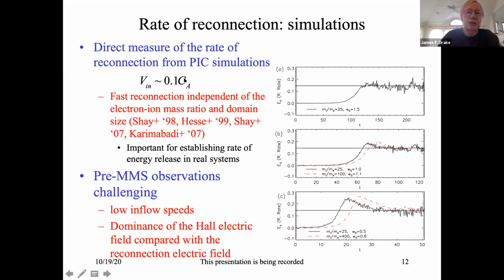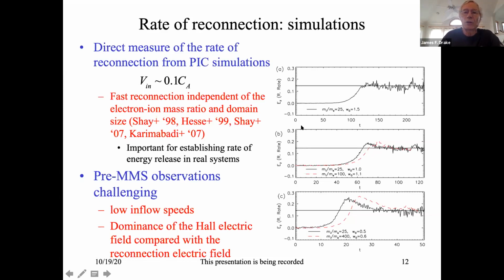And this fast reconnection, 1/10 of the Alfvén speed, is independent of the electron-ion mass ratio, which is always artificial in simulations. And most important, it's independent of the domain size. This has a long history of work that has basically established this. That the reconnection rate is independent of domain size in these simulations is important because PIC simulations are highly artificial since they are focusing on extremely small scales, and so they're highly unrealistic from that point of view.